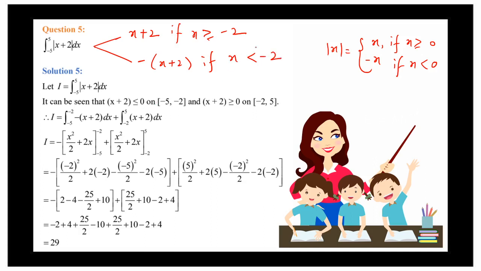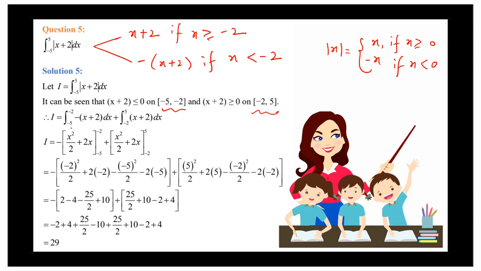So it means we got this point minus 2. We can break the limits at minus 2, which means minus 5 to minus 2 and then minus 2 to positive 5. These two intervals we will get.